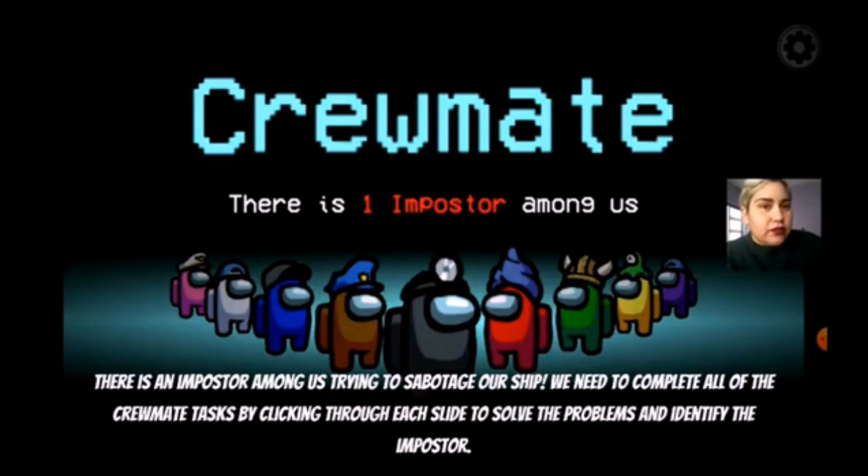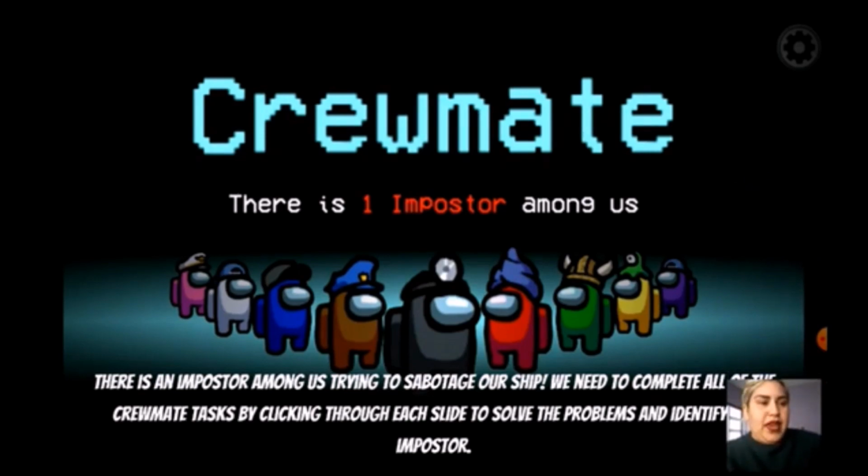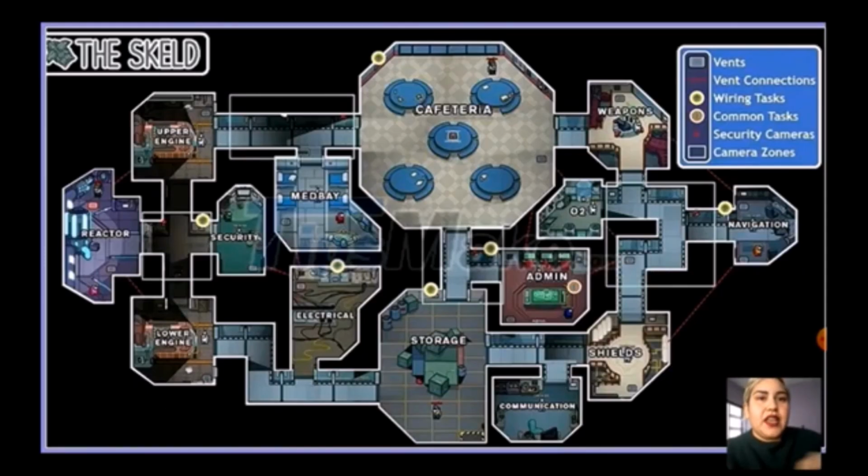the imposter. Okay? But I didn't understand, Miss. What are we going to do? Okay, so let's move on to the next slide in order to review the game. Okay, let's start. So this is the map. We have the cafeteria, the shields, the storage, communication, the reactor, security, all the map of the game. Okay, so let's continue.